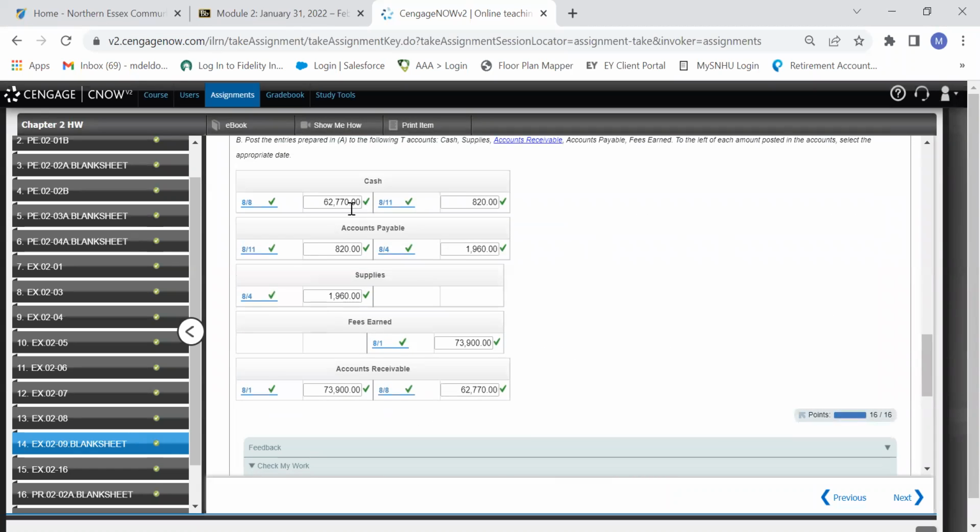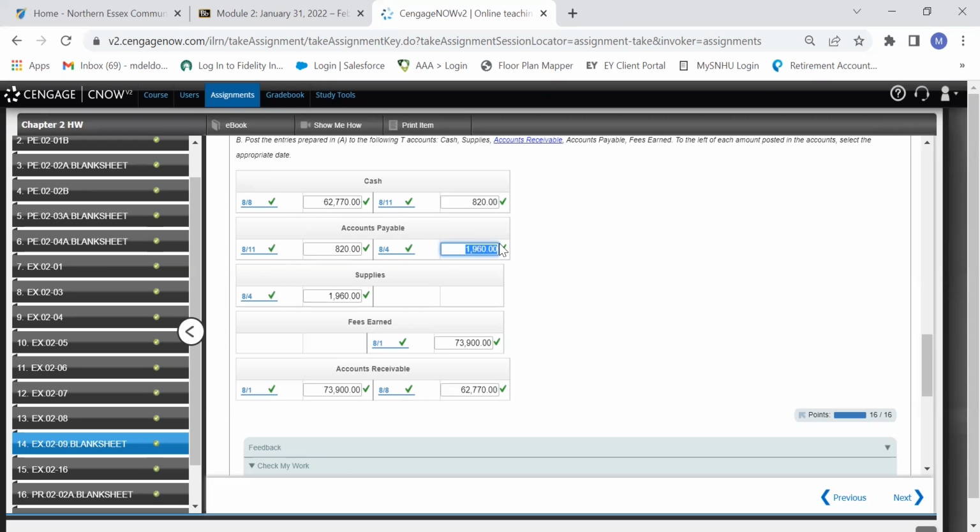Down below, we have the T account. So the T account simply records the transactions. So for cash, there were 2 cash transactions, one on 8/8, which increased cash, a debit, and one on 8/11, we paid cash for creditors, right? 2 creditors. So we have a credit there. We have accounts payable. So accounts payable, it has a credit balance.